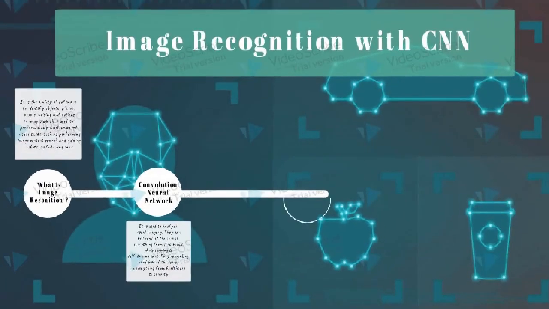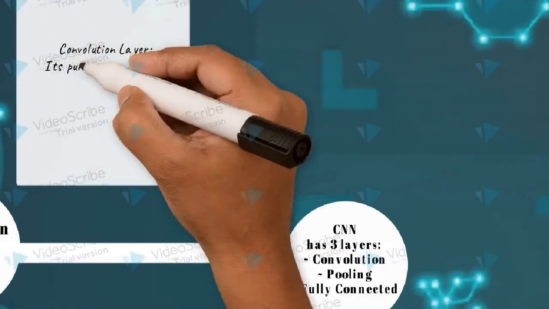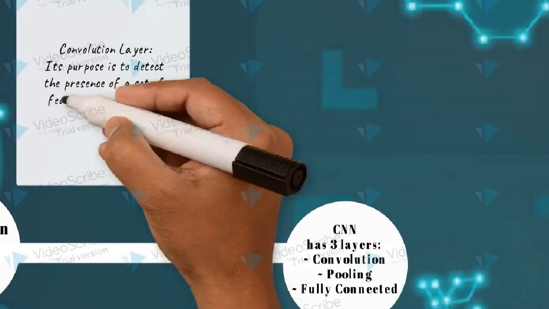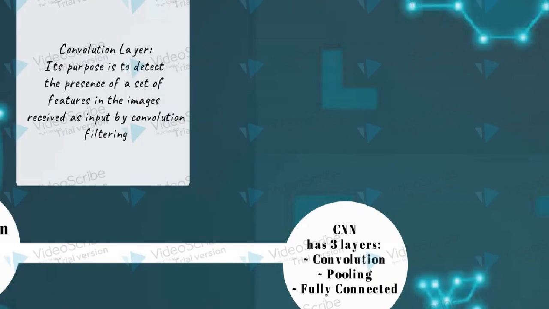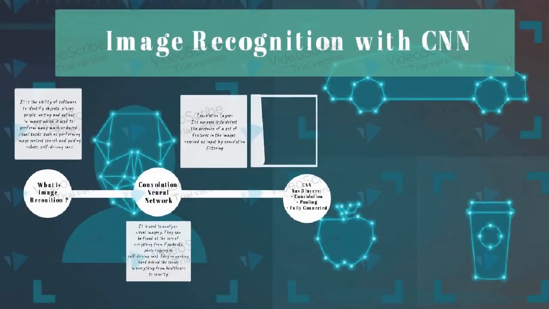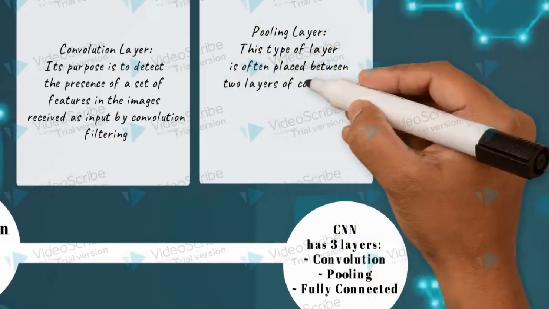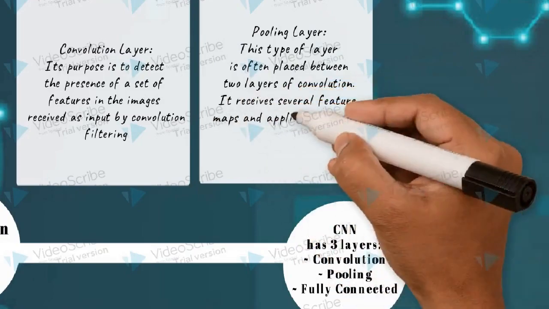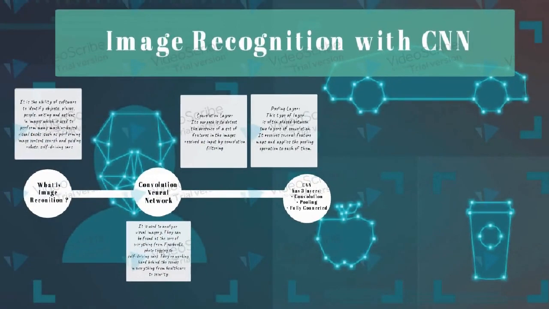CNN consists of 3 layers: convolution layer, pooling layer, and fully connected layer. The convolution layer detects the presence of a set of features in the images received as input. It drags a window representing the feature on the image, and then calculates the convolution product between the feature and each portion of the scanned image. Next is the pooling layer. It is often placed between 2 layers of convolution. It receives several feature maps and applies the pooling operation to each of them. The pooling operation consists in reducing the size of the images while preserving their important characteristics.